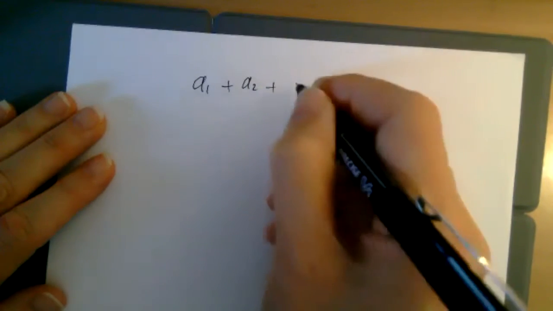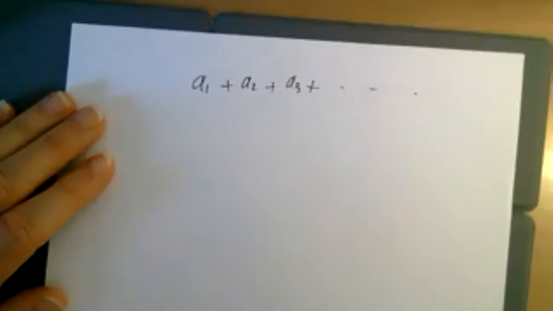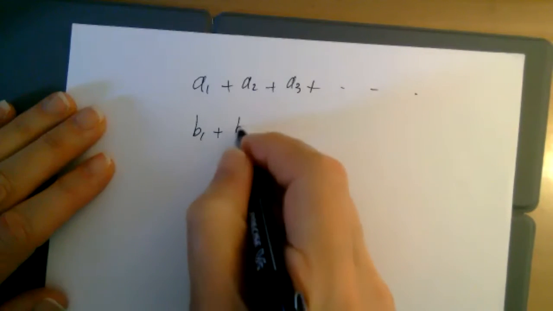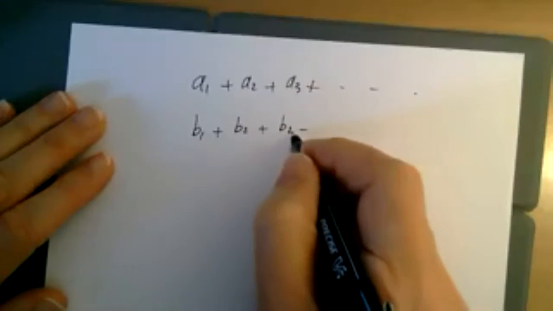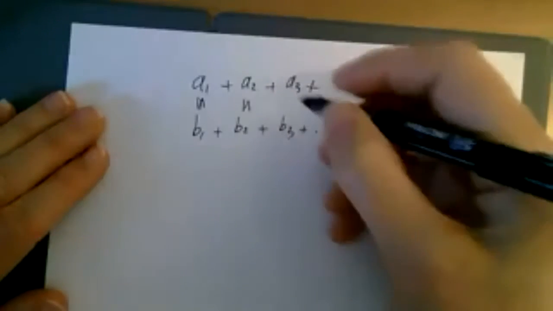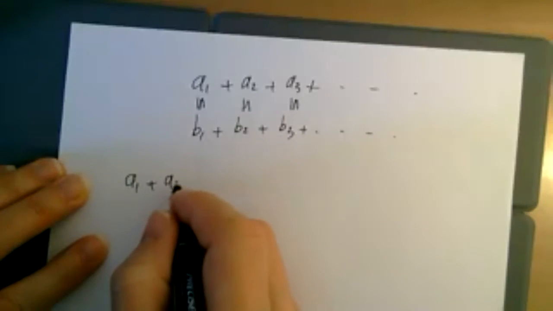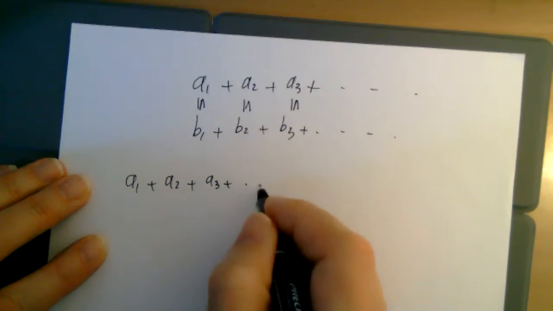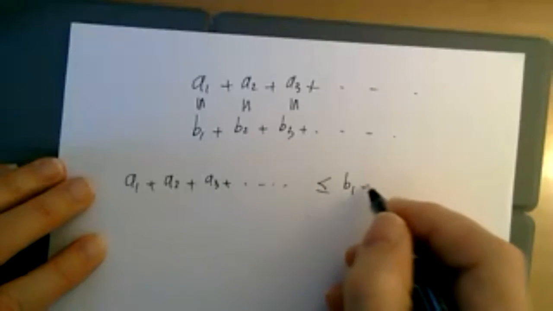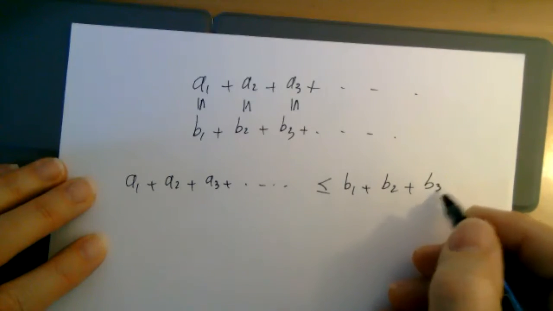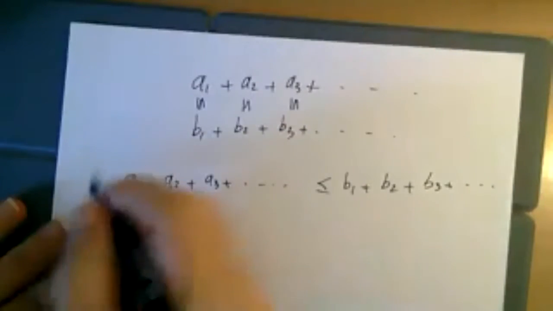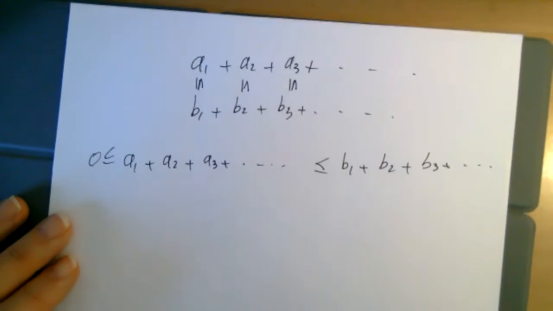So I have a series sigma an, A1 plus A2 plus A3 and so on, and B1 plus B2 plus B3 and so on. Each an is less than the corresponding bn. So that's really what is going on. So intuitively, A1 plus A2 plus A3 plus dot, dot, dot is less than B1 plus B2 plus B3. That's very intuitive, everything is positive. So suppose I have that.